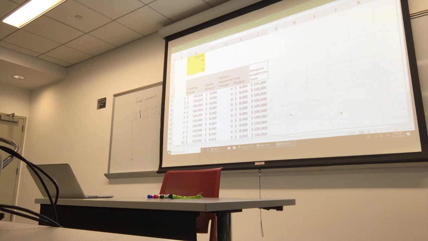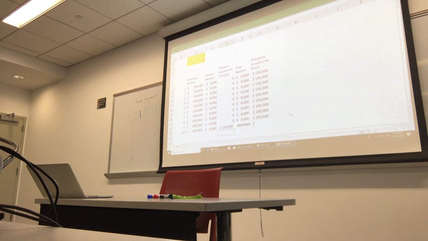What is the critical point here? The critical point is that at the last period, I pay the total amount of principal that I have. As a result, by the 10th year, the loan is fully paid. Let's mark what I have here. I put one piece of information as a formula at this point here. I have formulas for these areas here.